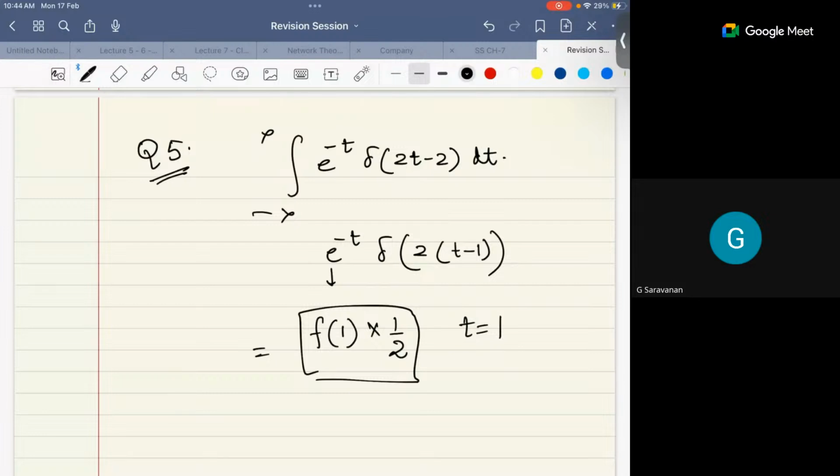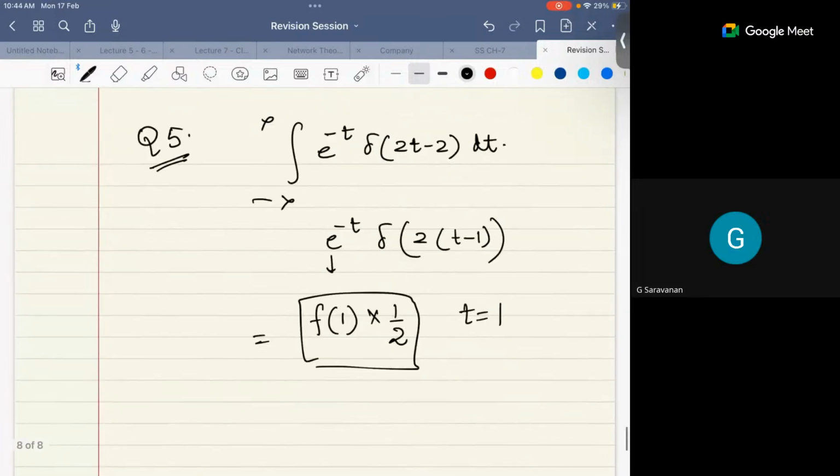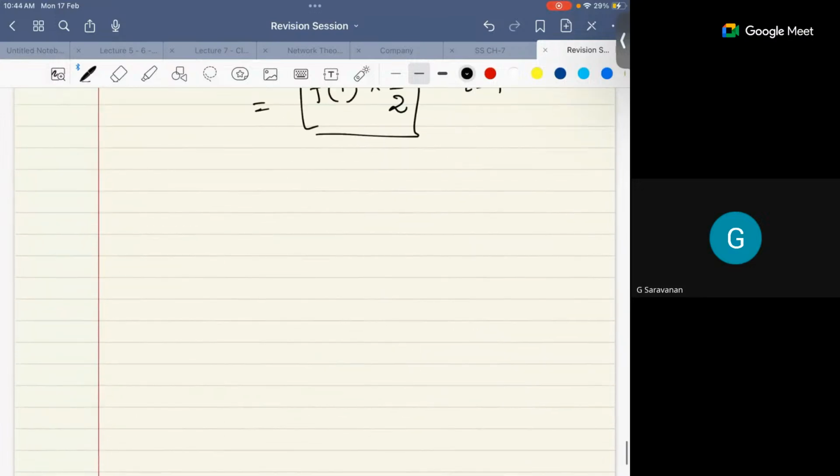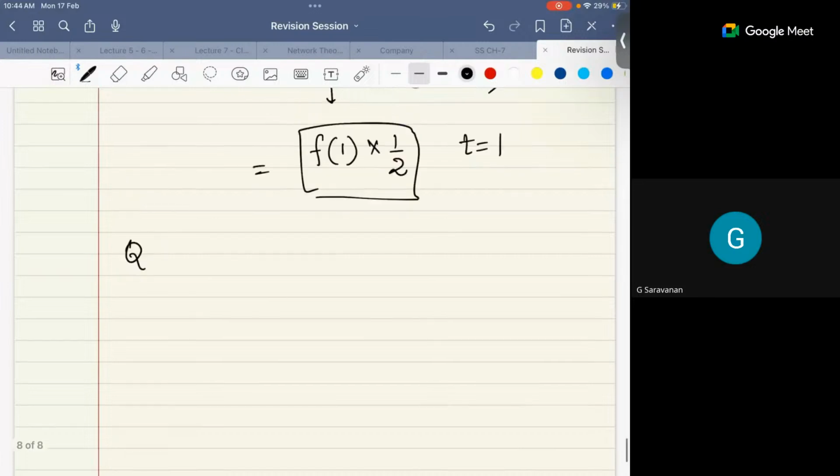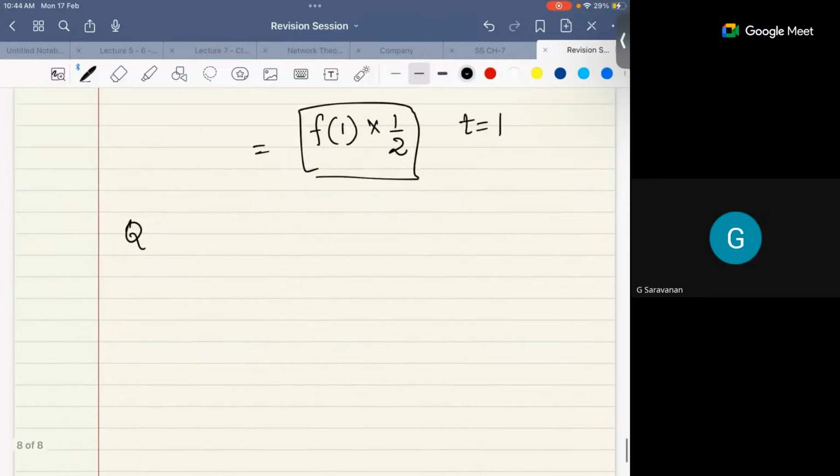So all these types of questions will be there. I am just giving one question, so you can try it out at home. Question number 6. And one more thing, the rect function you should be knowing. If you have been given only the rect function, that also you should be knowing. Rect function, I told you, is a standard signal that you must know.